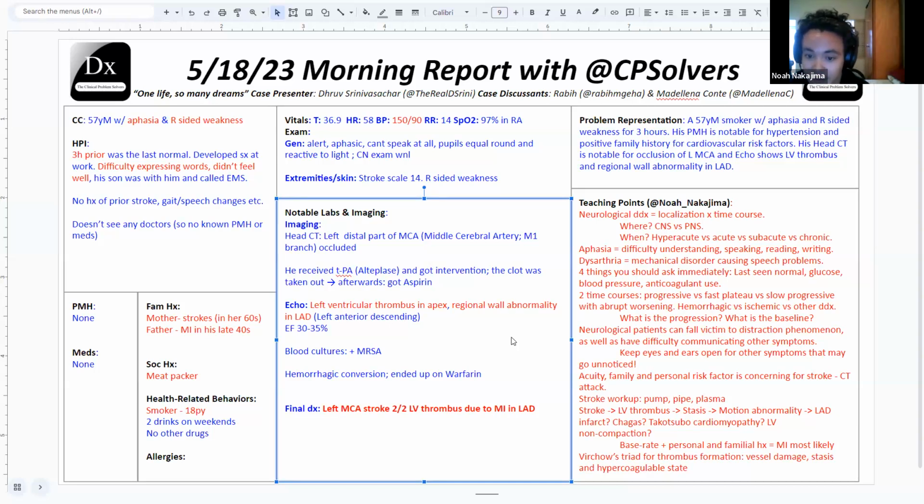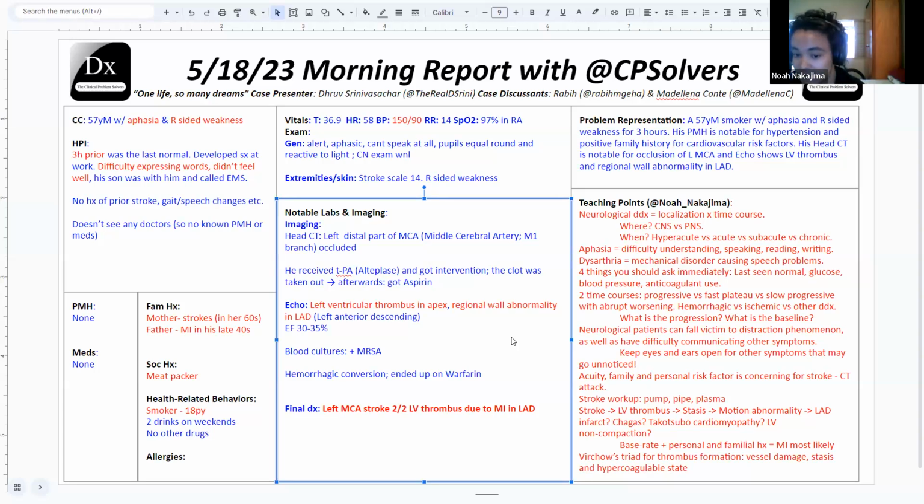In this case, the acuity, the family and personal risk factors are very concerning for stroke. They did a CT scan and he was found to have an ischemic stroke. The workup for the etiology comes next. So we have a framework of pump, pipe, and plasma. In this patient, we found a problem with the pump. So we had a stroke, an LV thrombus seen in the echo, also stasis, which was the cause of the thrombus. The stasis was caused by a wall motion abnormality, and then we delved a bit into what could cause that.